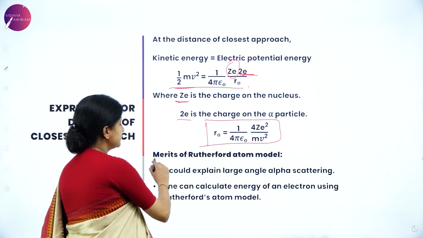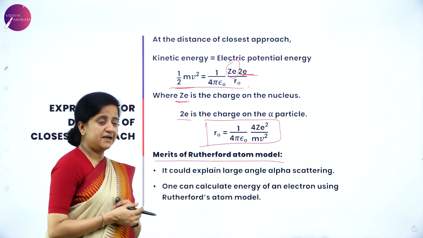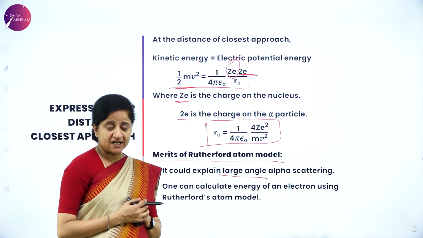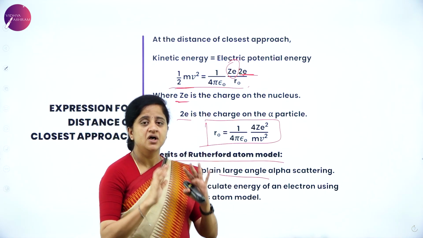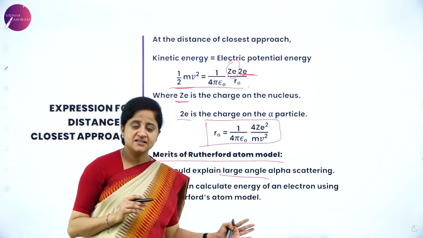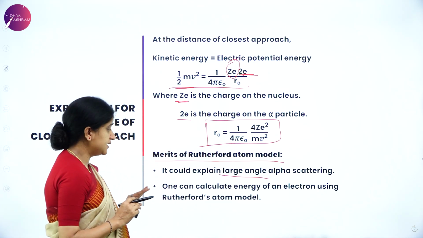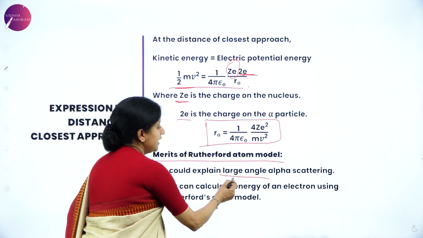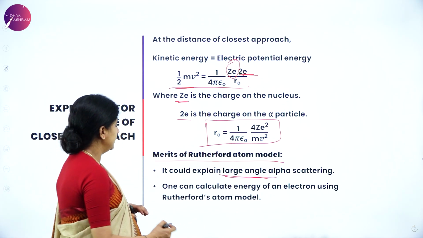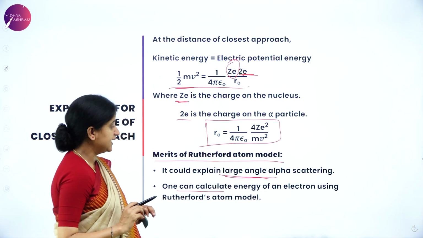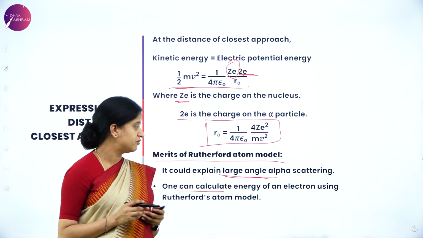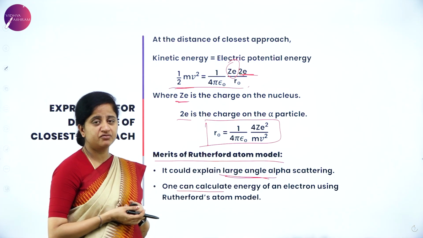So here we have some merits of the Rutherford atomic model. Advantages. So what is that? It could explain the large angle alpha scattering. I told you that on the basis of Rutherford's suggestion, Geiger and Marsden performed the alpha scattering experiment and studied all this behavior. According to the Rutherford atomic model, the large angle alpha scattering can also be explained. It's one of the merits of the Rutherford atom model, and one can calculate the energy of an electron using the Rutherford atomic model. So we can find the energy of an electron with the help of the Rutherford atomic model.